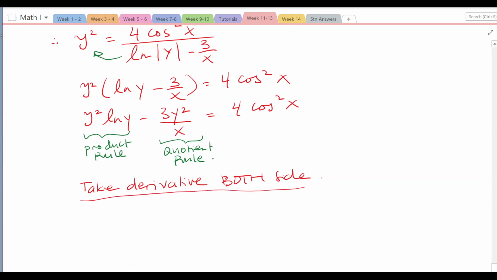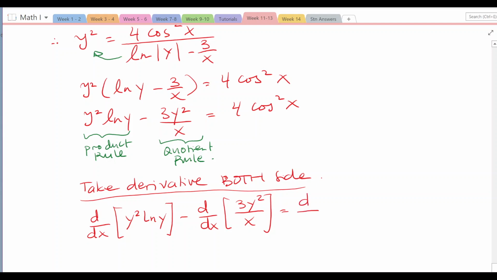So we will end up with the derivative with respect to x of y square ln y, minus the derivative with respect to x of 3y square over x, equals the derivative with respect to x of 4 cos square x.